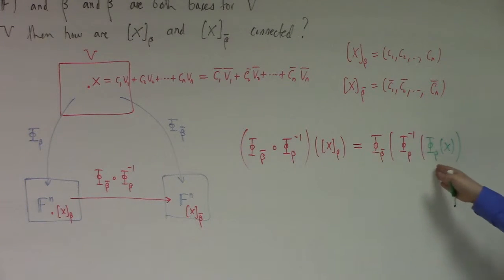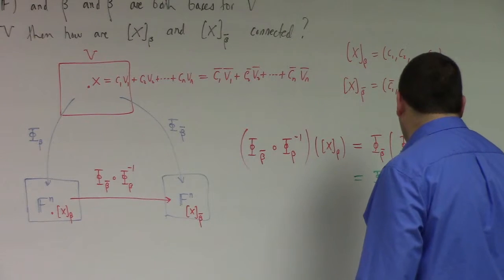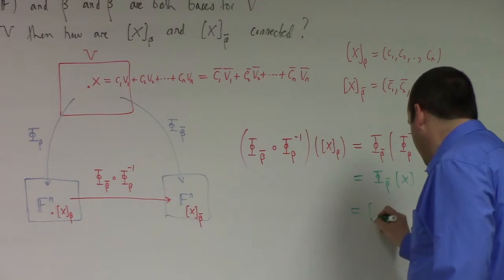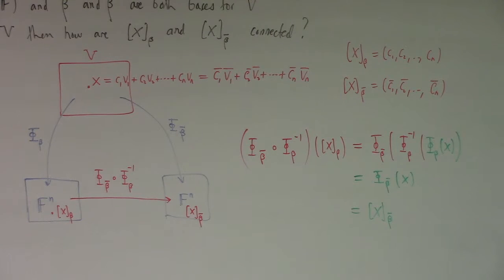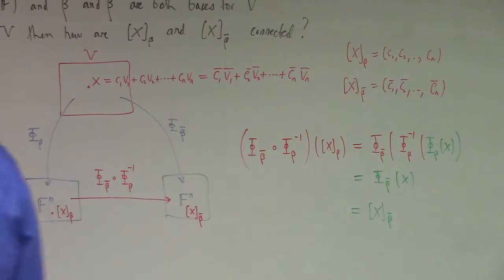What is this, though? That's just x again, right? This is the composition of a mapping and its inverse. So I'm just back to x again. And you can see that his guess, in fact, was very, very good, because that is exactly the coordinate vector of x with respect to the beta bar basis. And this is very nice because this mapping that you guessed, phi beta bar composed with phi beta inverse, what kind of mapping is that?